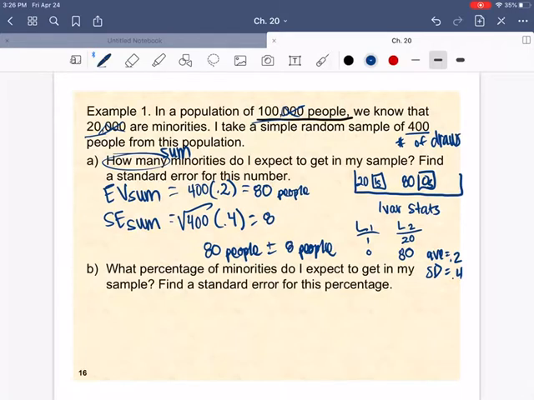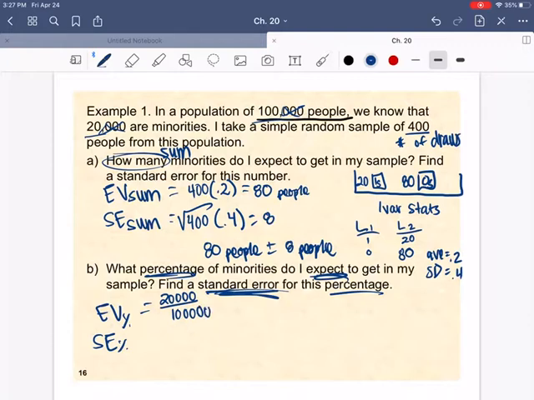Then it says, what percentage of minorities do I expect, and what percentage for standard error. So it says find the expected value percent and SE percent. So this is where we're going to start using our new formulas. EV percent is the percent of people from the population that are minorities. So 20,000 out of 100,000 is 20%.